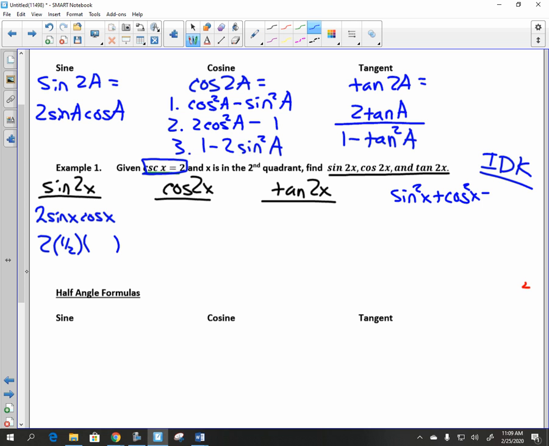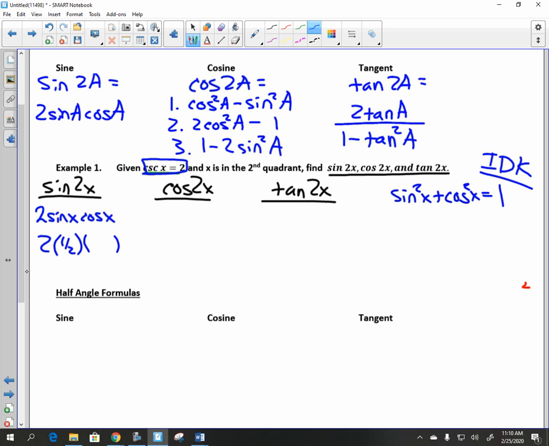How about this one? Is that one useful? Yeah. Is that one important? Heck yeah. We can use that. If we simply know sine, we can find cosine, correct?